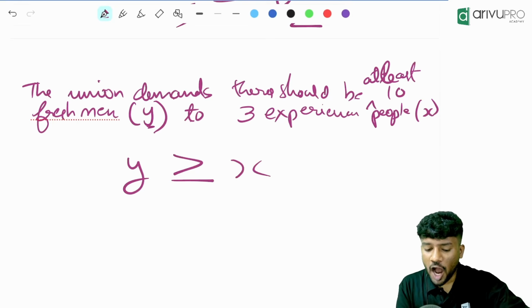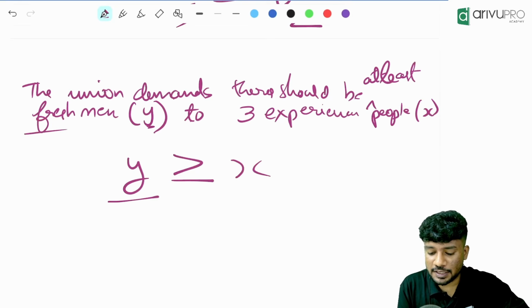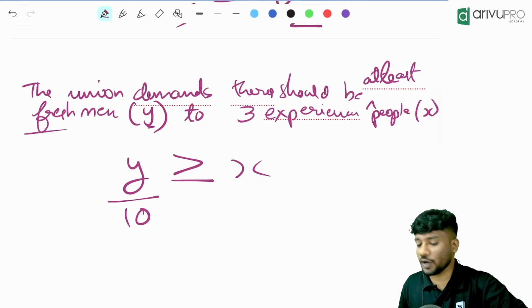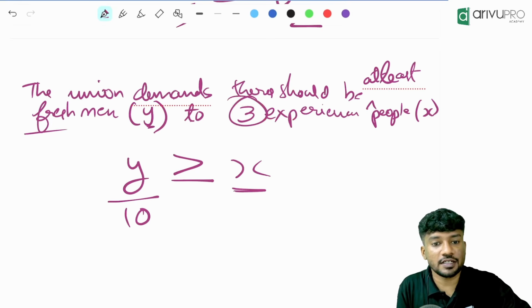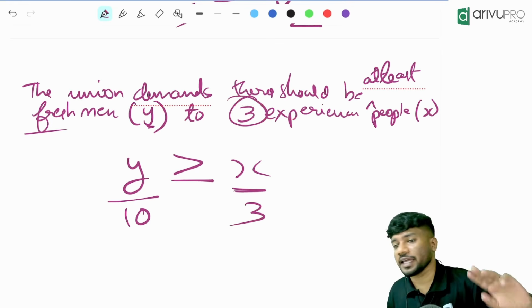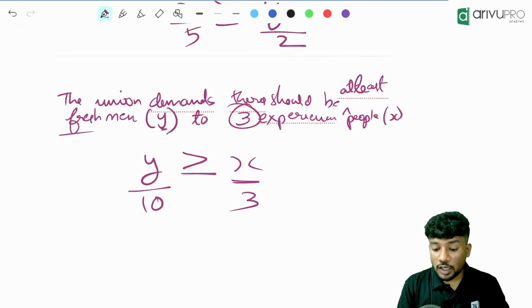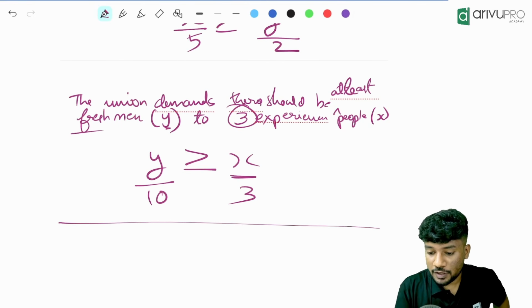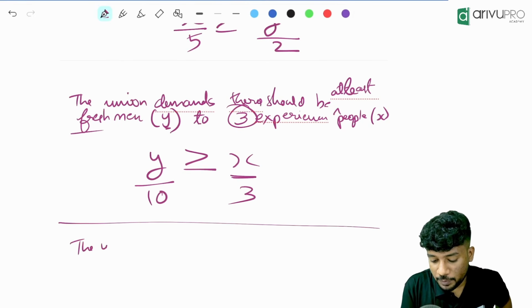Now people, how many freshmen are there? 10 freshmen. That means you will write 10 below the Y. Then how many experienced are there? 3. You will write 3 below the X. That is the approach. What if the same question is like the union forbid?